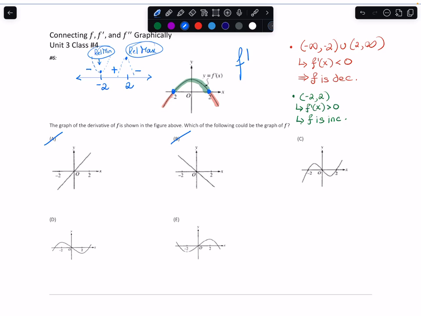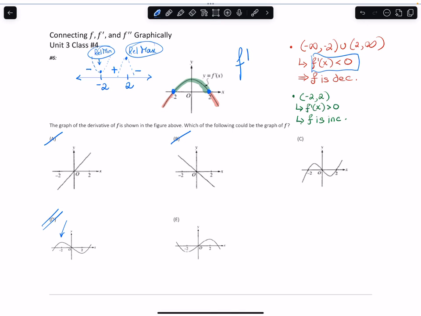Okay, now, C, D, and E all look kind of similar, which is not great because then you start to get a headache. But I need the graph to start by decreasing. This graph starts by increasing. So that would be out. It's going up at first. I don't want that. And so is this one. That one starts by increasing as well. So it's got to be E.